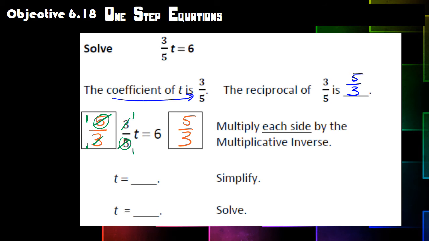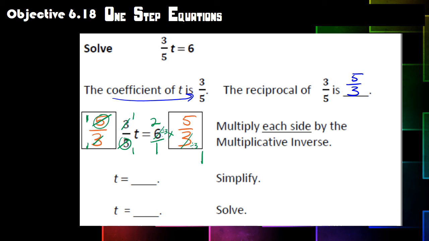So we're just left with t on the left-hand side. And now we need to multiply 6 by 5/3. And so let's go ahead and put 6 over 1 times 5 over 3. So we could cross simplify first. So we can simplify 6 and 3. If we divide both of those by 3, we're left with 1 and 2.